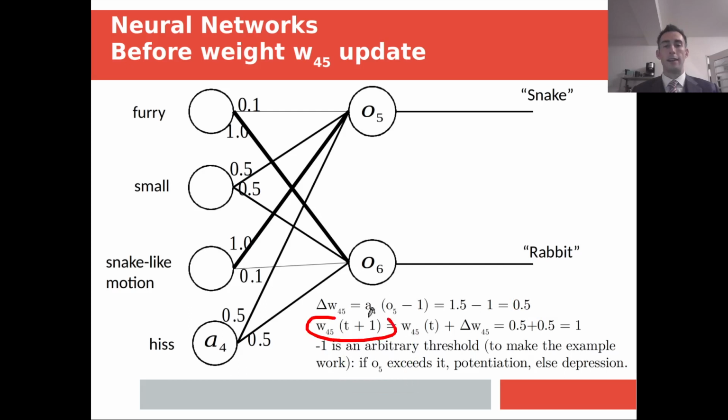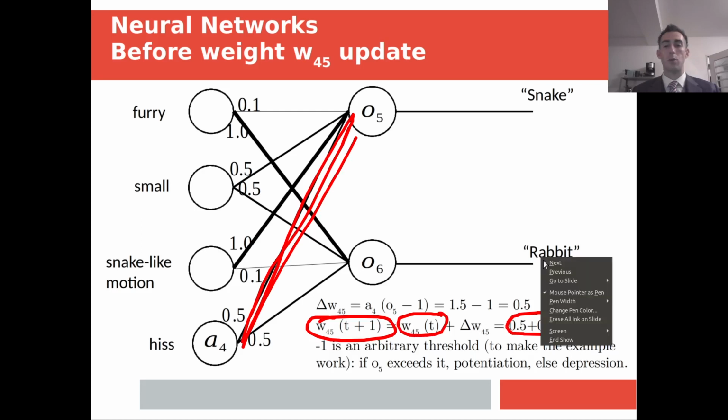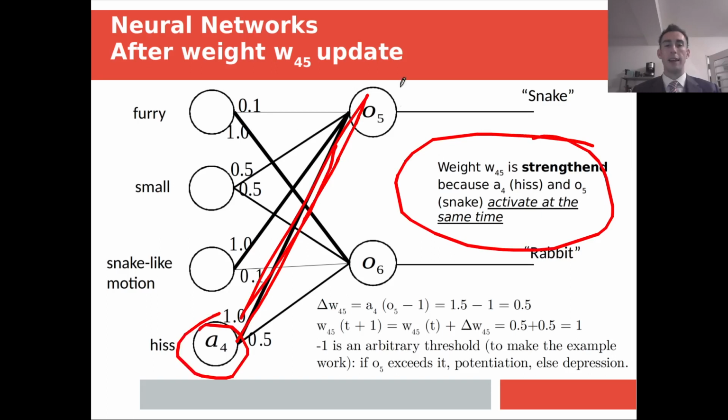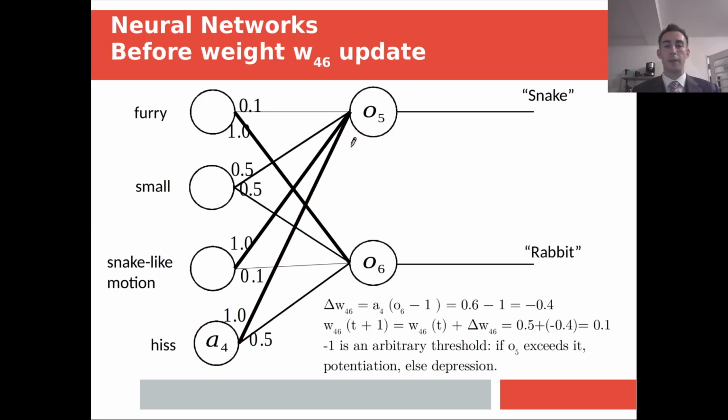So the weight at the next time step, W45, this weight here, will be the weight at the previous time step, 0.5, plus the change in weight, which is 0.5 also. So the new weight is going to be 1. After learning, you see it got thicker. We got a thicker weight here. The weight is strengthened because the hiss and the snake co-occurred. They were activated strongly at the same time.